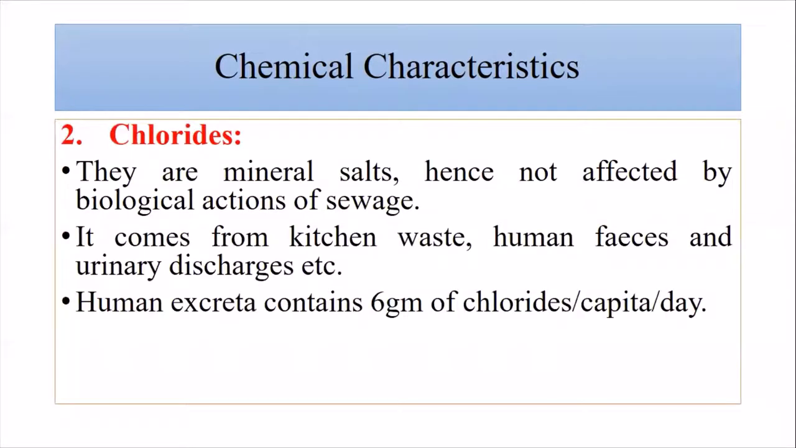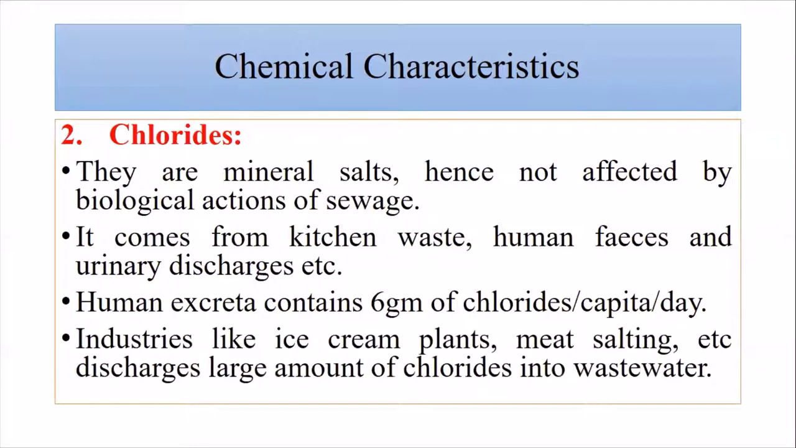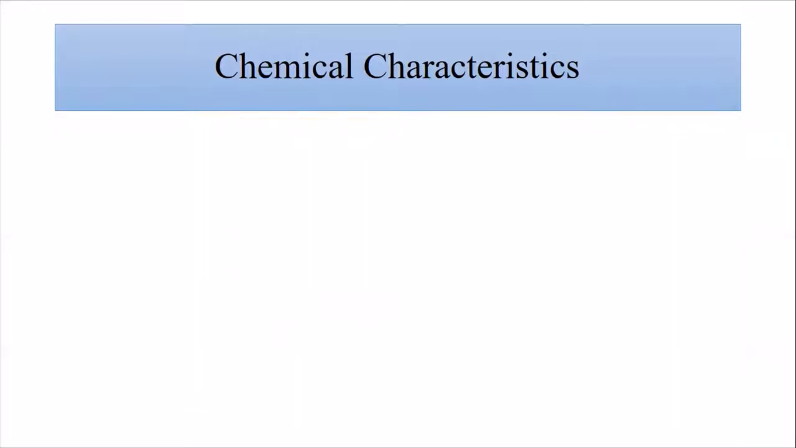Then the second property is chloride. Chlorides are mineral salts, hence not affected by biological action on sewage. They come from kitchen waste, human feces, toilet and bathroom. Humans contain 6 grams of chloride per capita per day. Industries like ice cream plants, meat salting, etc. discharge a large amount of chloride in wastewater.